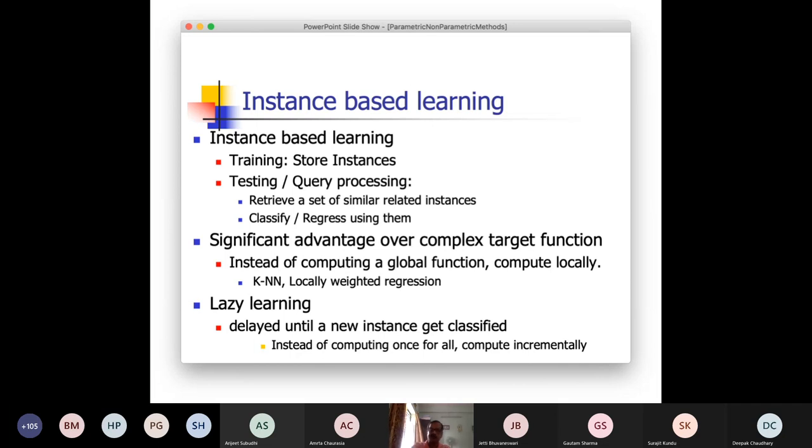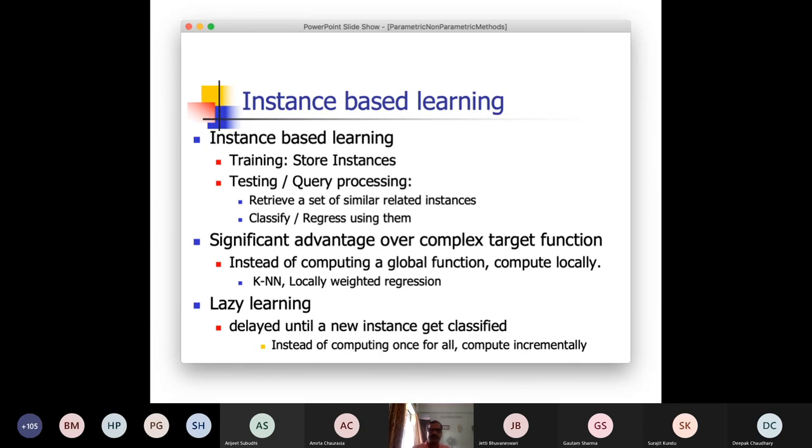So maybe just let me summarize this part and then I will stop. This is a very simple example, but it is also a very powerful classifier, though it has many disadvantages as well. Simplicity is the best advantage, but it has many disadvantages. We call it instance-based learning because we are storing these instances, and as you can see, there is no training. As such, there are no computations for training. That is the simple thing. You only do query processing. After storing, you find out how many similar instances there are, and then you classify. You can also use it for regression.